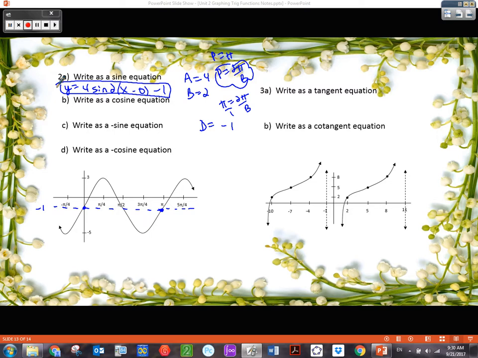Okay, let's write our cosine equation. The great thing again is I know a is 4. It's cosine. I know that's a 2. X, I don't know, -1.